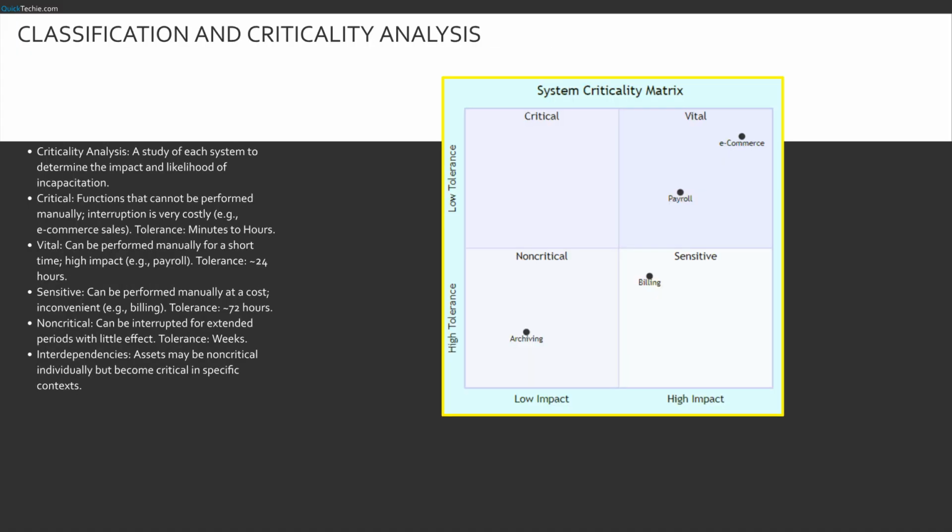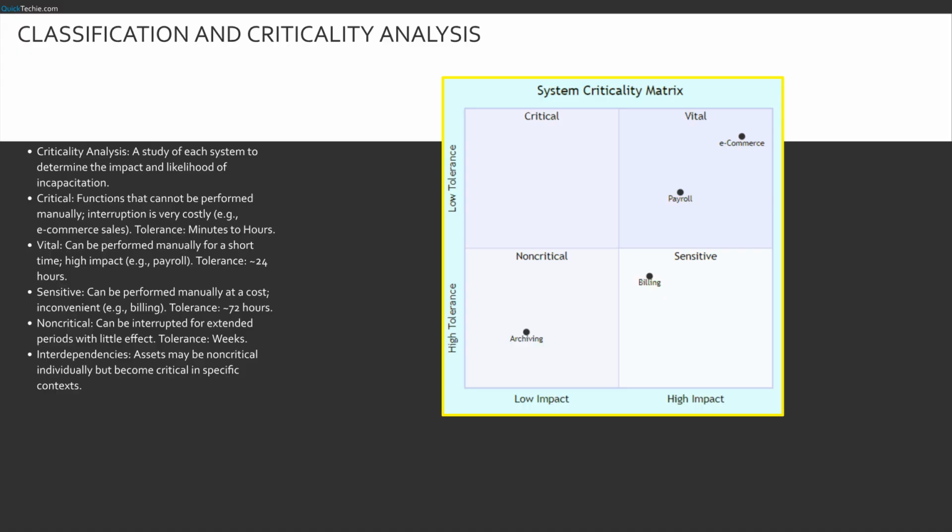Not all business processes are created equal. In the criticality analysis, we classify systems based on their tolerance to disruption. Critical functions are those that, if lost, threaten the immediate survival of the business, like an e-commerce storefront. These usually have a tolerance of minutes to hours. Vital functions might be handled manually for a short time, perhaps 24 hours. Sensitive functions, like billing, might wait 72 hours, though it is painful. Non-critical functions can wait weeks. It is vital to note interdependencies. A non-critical server might actually be critical if a critical application depends on it for authentication.